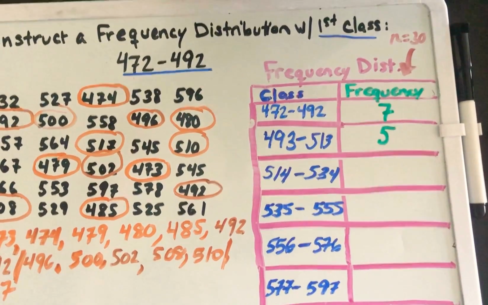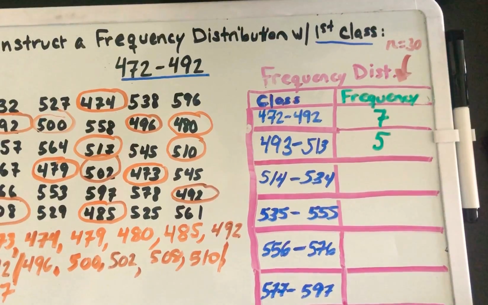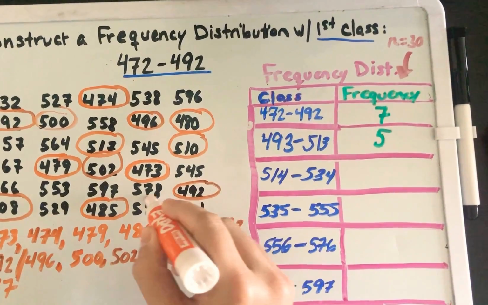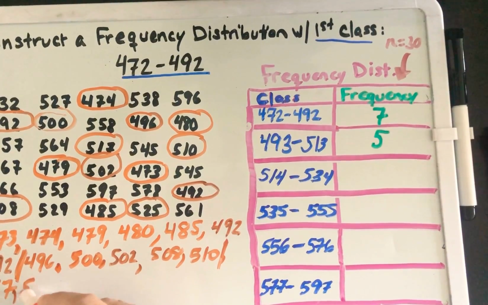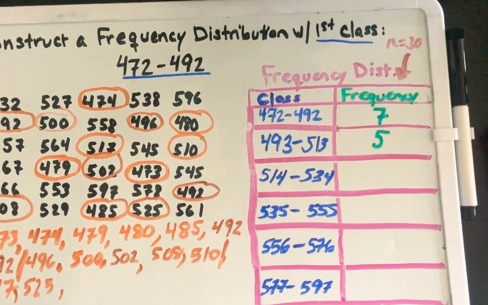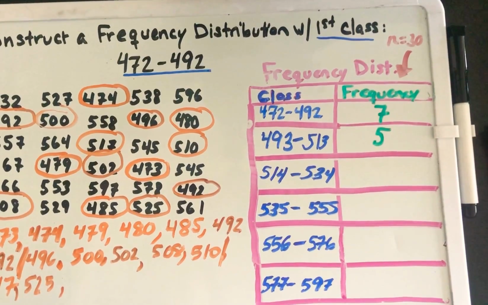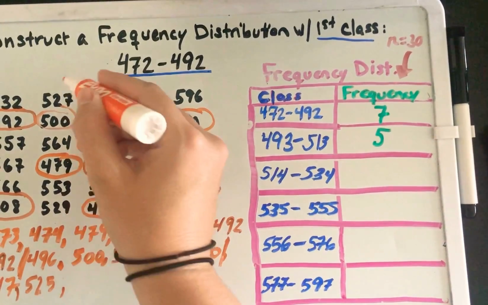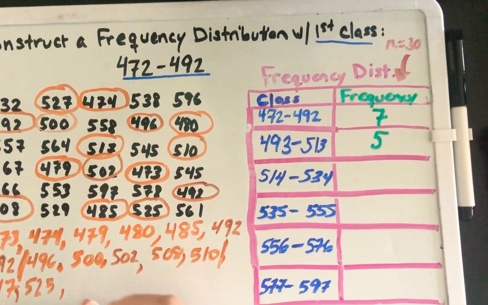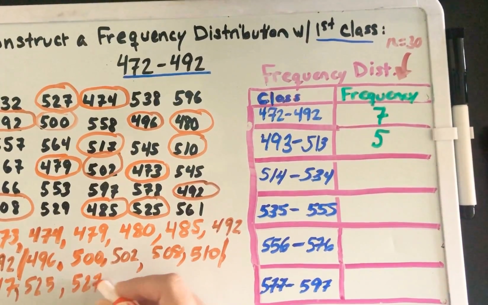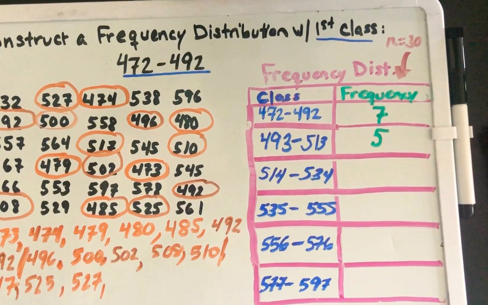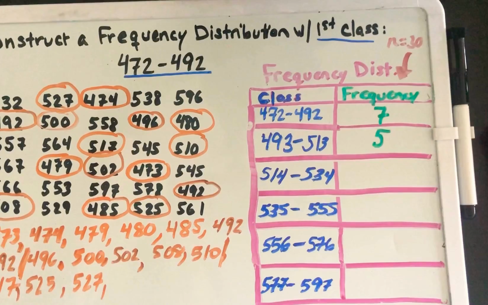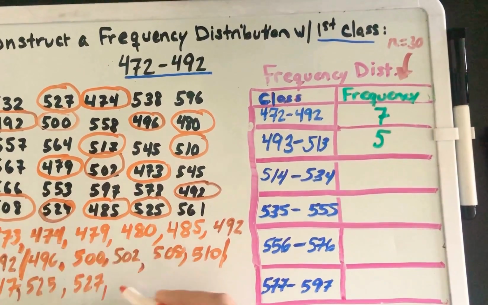517. So after 517, I'm finding 525. Do you see that? 525. Yep, there it is. After 525, I found 527. Did you find 527 anywhere? There he is. Yep. After 527, I'm finding, let's see, 529. Do you see 529? There he is.